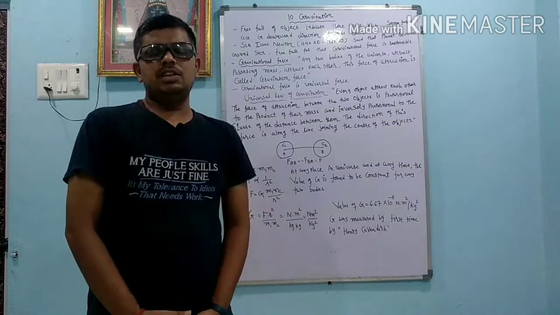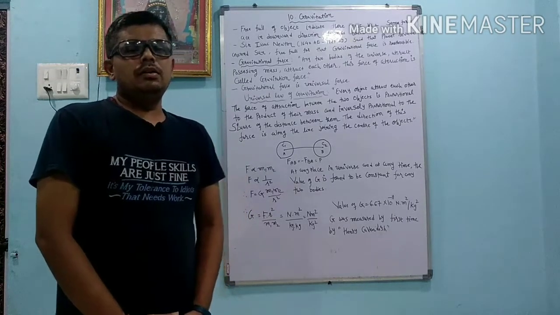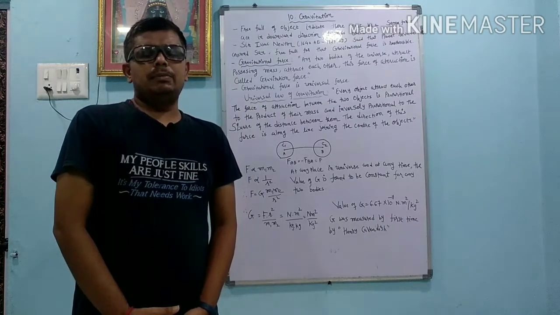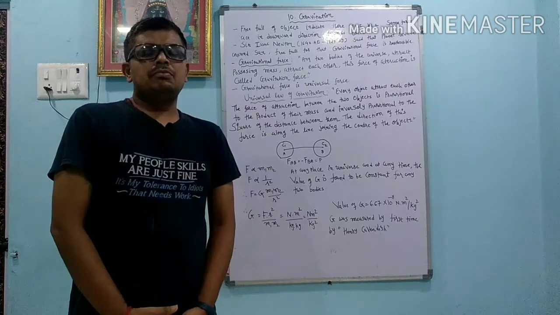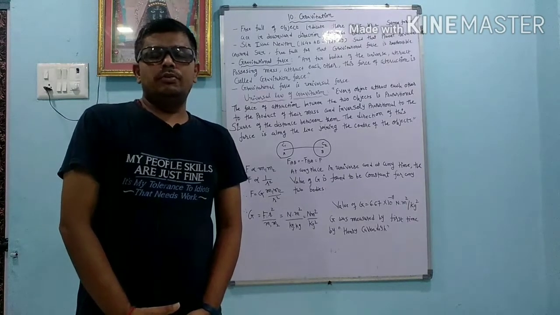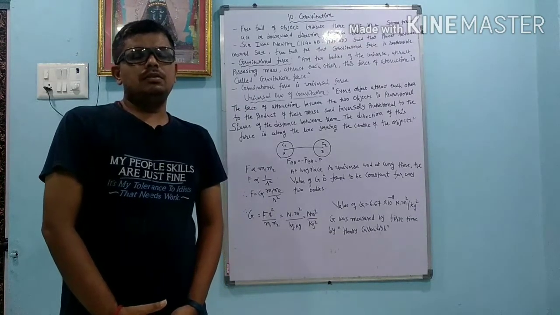Today we will learn chapter number 10, gravitation. In this chapter we will learn about the universal gravitational constant capital G. We will learn about what is the universal law of gravitation. Okay, so we will start our topic.